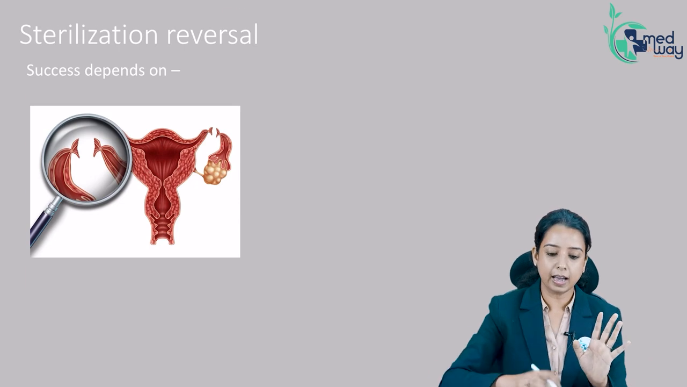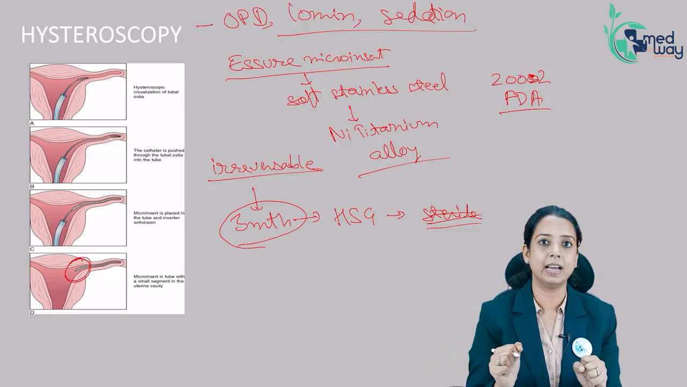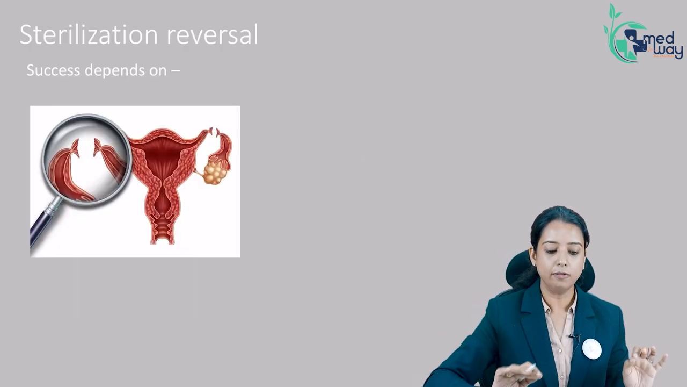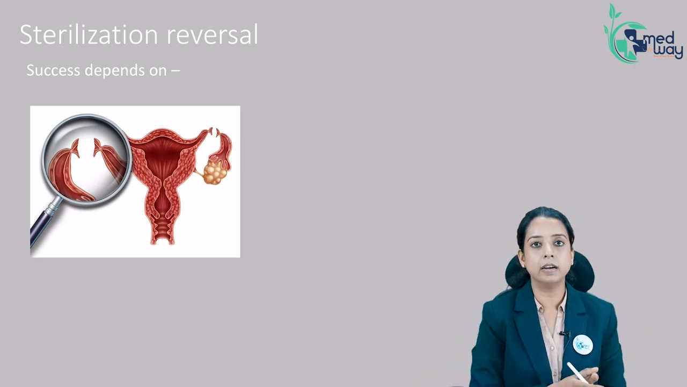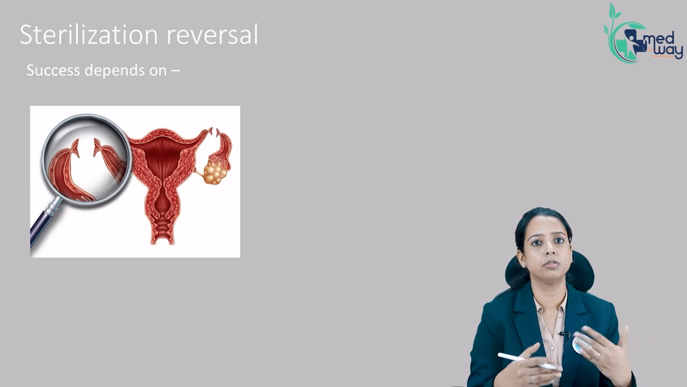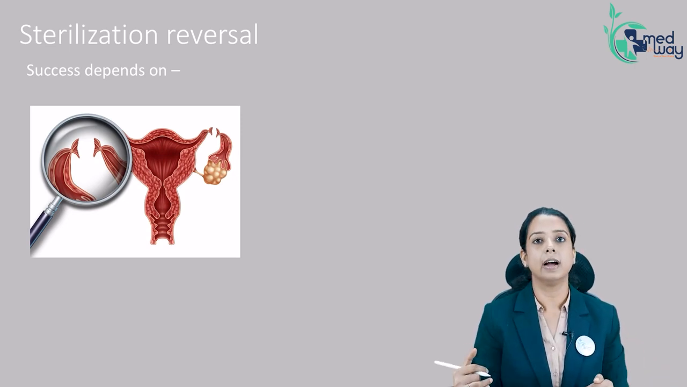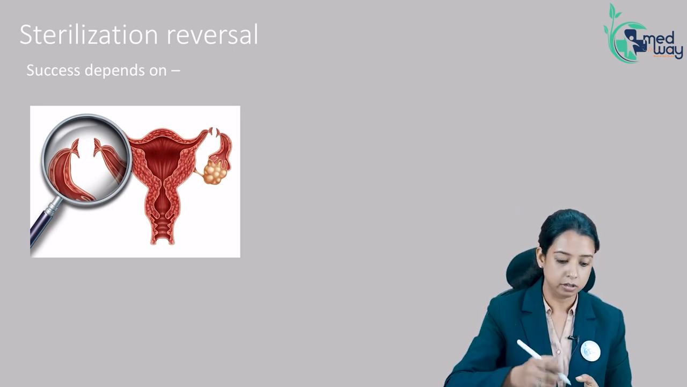So you see that there are different methods of doing tubal sterilization, and the time when you do the check is also different. Now we come to sterilization reversal. Many times it happens that the couple had a kid, but somehow, via some accident, maybe they lost the kid and they want to be pregnant again. In that case, they come for sterilization reversal.